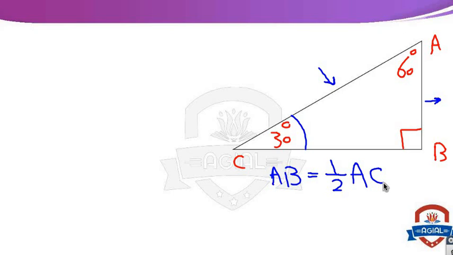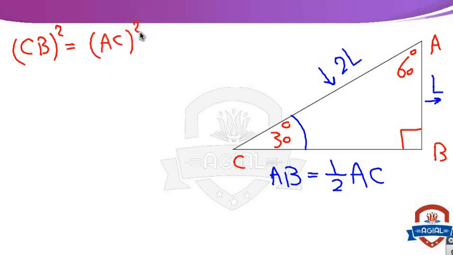Assume AB equals L unit length, then AC equals 2L unit length. By applying the Pythagorean theorem, find the length of CB. CB square equals the hypotenuse square minus AB square.